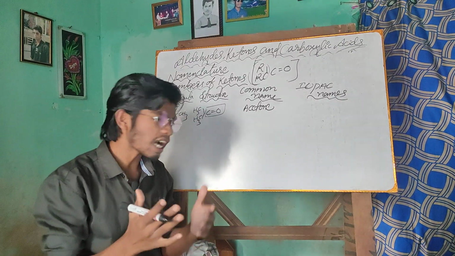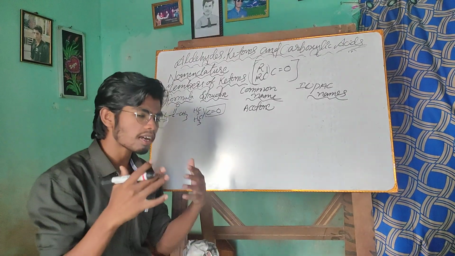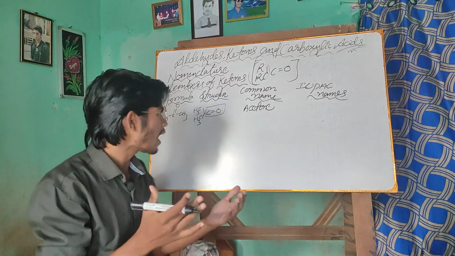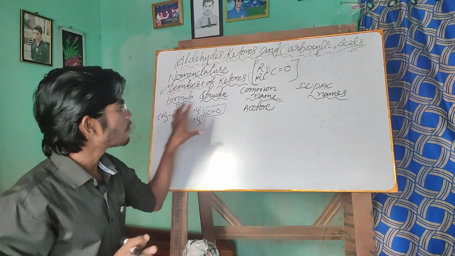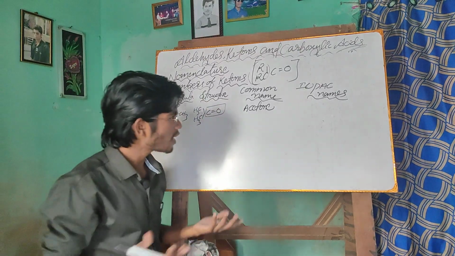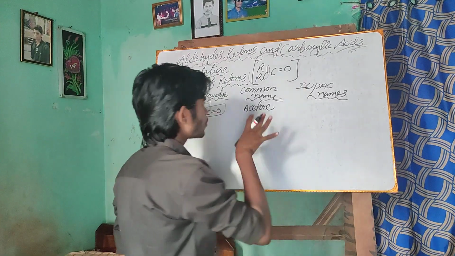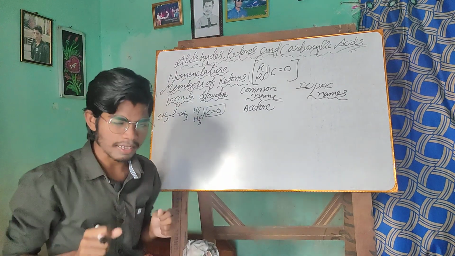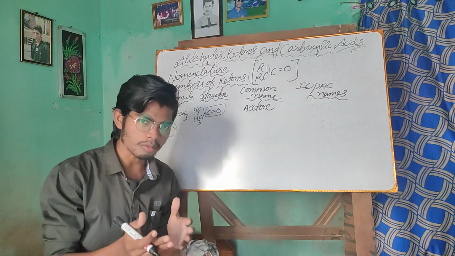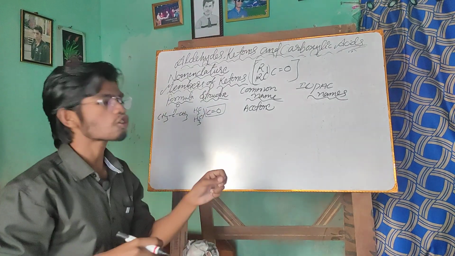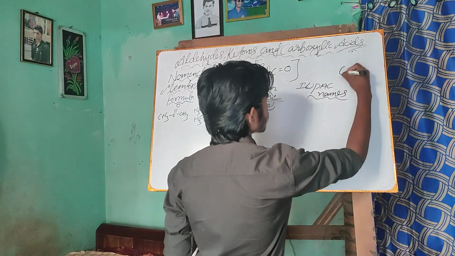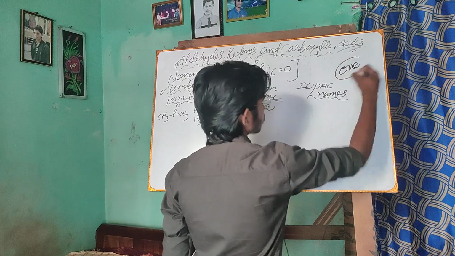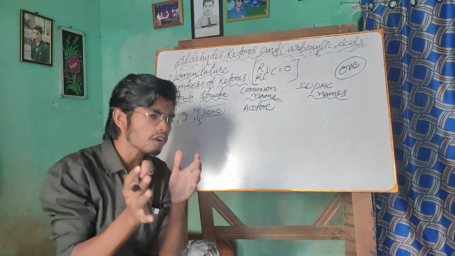So if acetone comes, you need to immediately get in your mind CH3 C double bond O. This is the formula for acetone. In the case of the IUPAC name, generally we consider two things. First of all, the number of carbon atoms. Secondly, the suffix of the ketone. What is the suffix of the ketone? Here the suffix of the ketone is ONE.